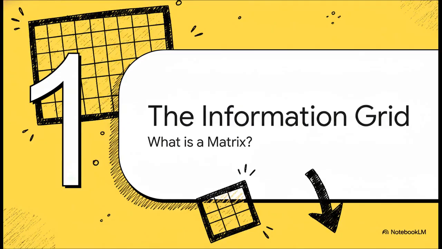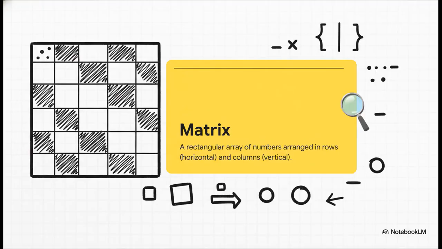Okay, first things first. Let's start right at the beginning. What exactly is this grid of numbers we keep talking about? The fancy math term for it is a matrix. Now, the textbook definition is a rectangular array of numbers, but honestly, forget that for a second. The easiest way to think about it is just to picture a spreadsheet or maybe even a chessboard. It's just a box, a container for holding information in a super organized way.